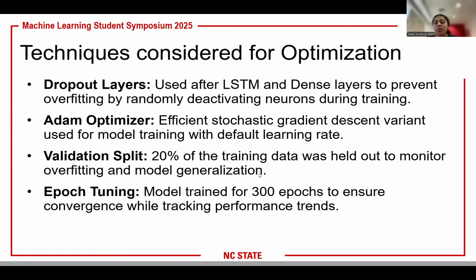To optimize our models, we used dropout layers, which were added after the LSTM and dense layers to prevent overfitting. The Adam optimizer is an efficient variant of gradient descent that adapts learning rates. For the validation split, we held out 20% of the training data to monitor overfitting and ensure model generalization. Now, for epoch training, the BiLSTM model was trained for 300 epochs, ensuring convergence and stable performance.